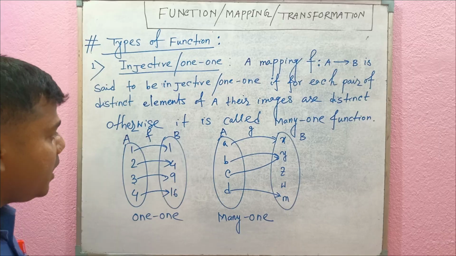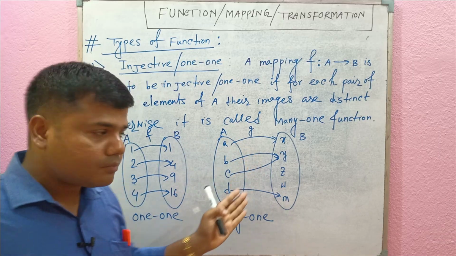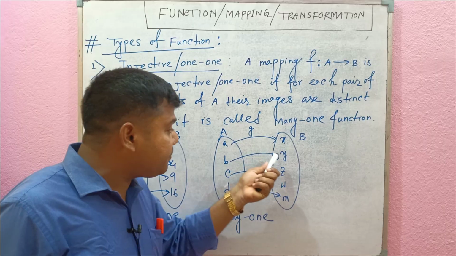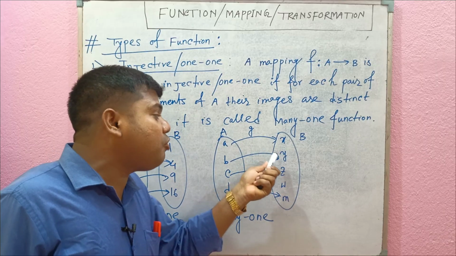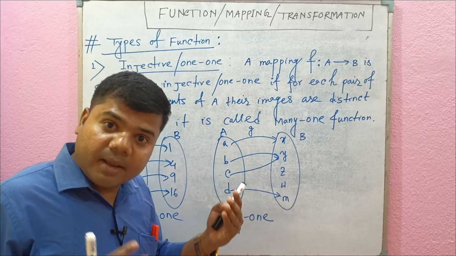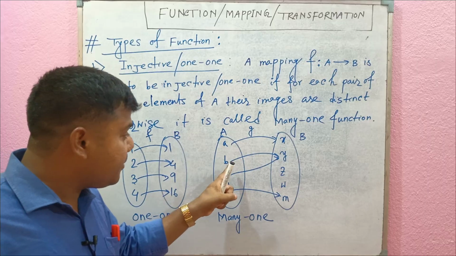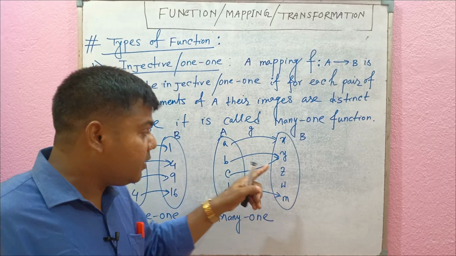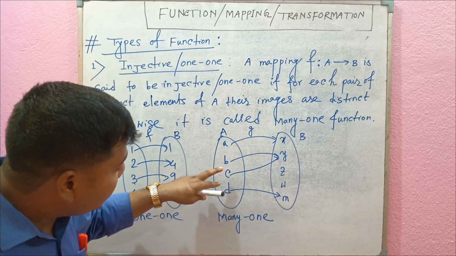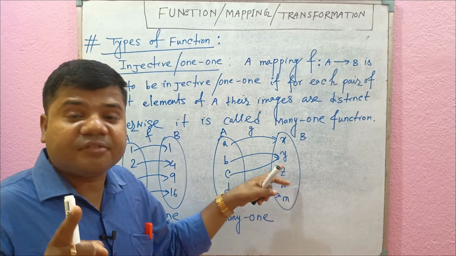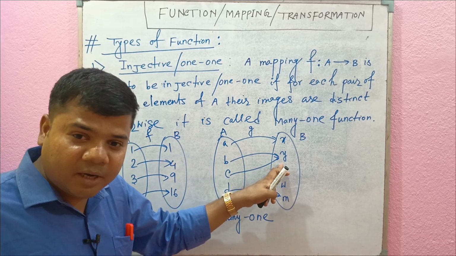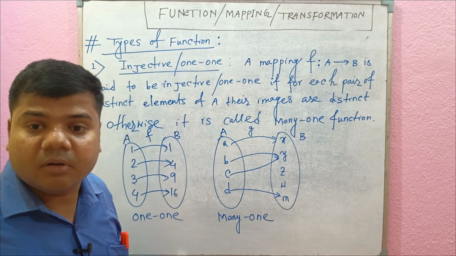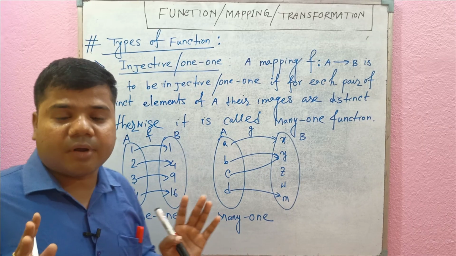Okay. You can see this function. Here, a maps to x, b maps to y, c also maps to y. Okay. You must follow this. b maps to y, c also maps to y. Here 2 elements map to 1 element. Many elements map to 1 element. So this is an example of a many-one function. Okay, am I right? Okay.